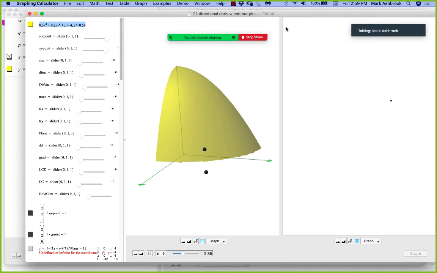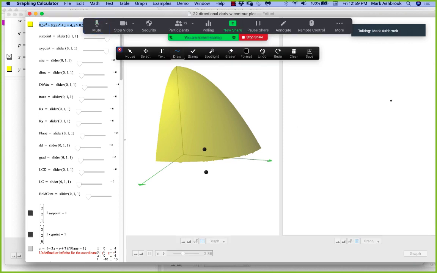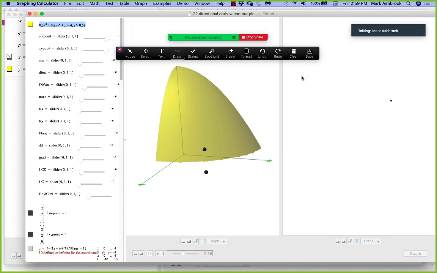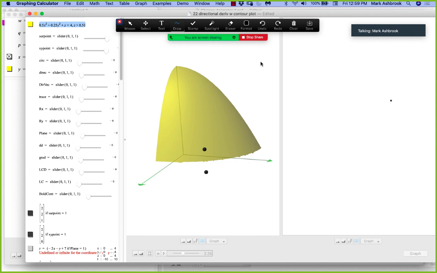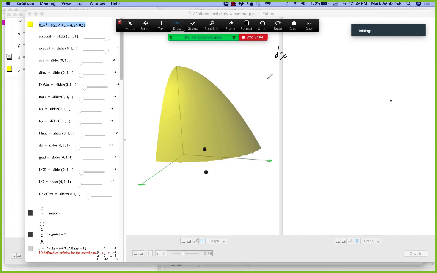Okay, so let's review the differential in z real quick. The differential in z really didn't feel like anything new, because it was what we talked about with partial derivatives the whole time: given any change in x, the resulting change in z is just the partial derivative times the change in x.